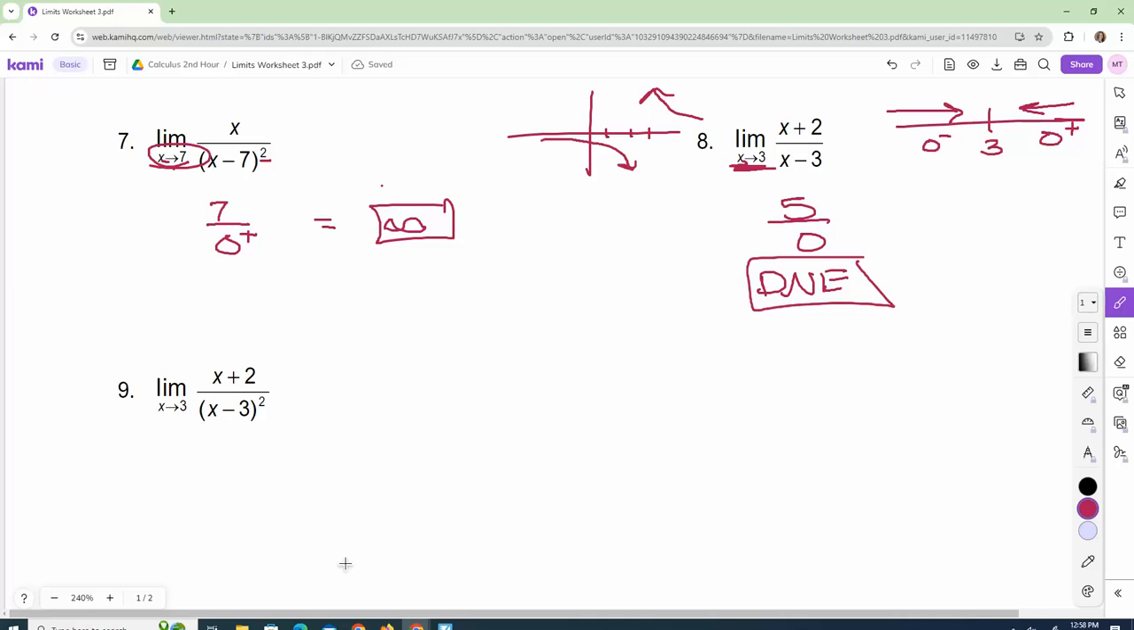All right, number 9, everybody try that one. See if you can figure out what that would be. So, what do you think this one is? 5 over 0 plus, which makes it infinity. Yes. Very good.